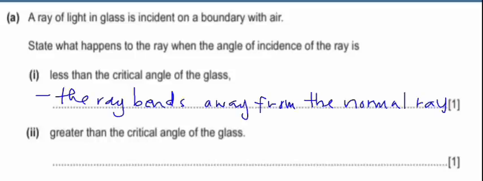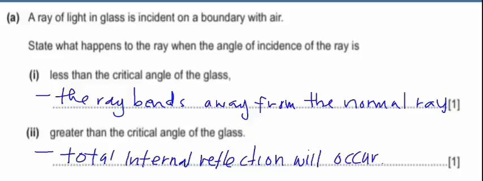Then as for Roman number 2, it is saying when the incident ray is greater than the critical angle of the glass. So whenever the incident ray is greater than the critical angle, total internal reflection is going to occur. So here we're just going to say total internal reflection will occur. It's very, very important. You need to remember it. So whenever the angle of incidence is greater than the critical angle, total internal reflection is going to occur.